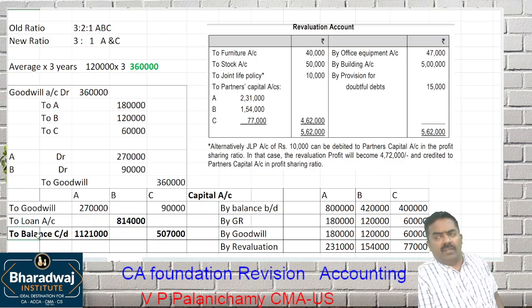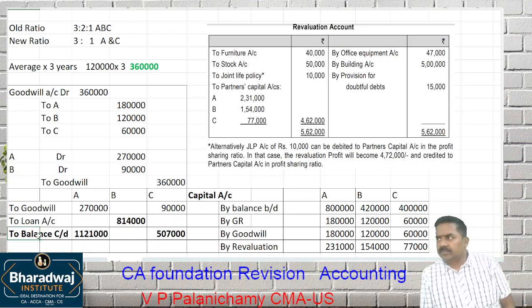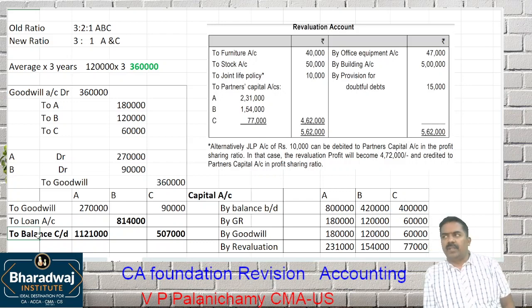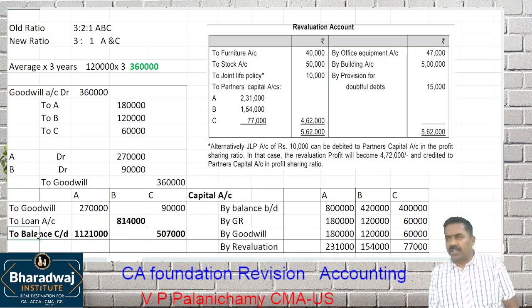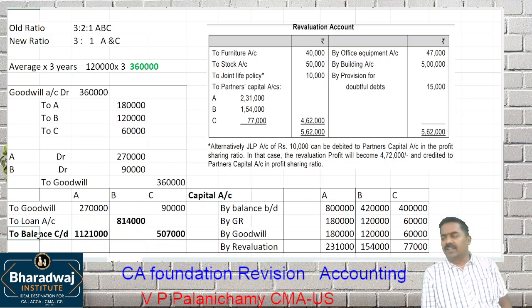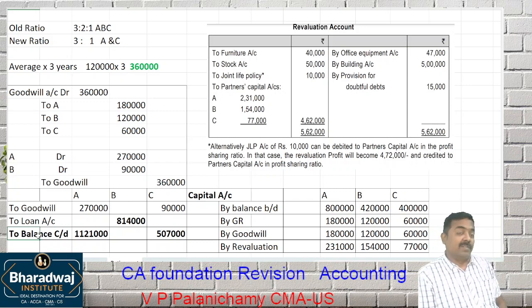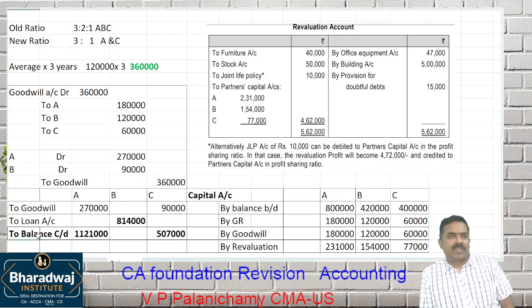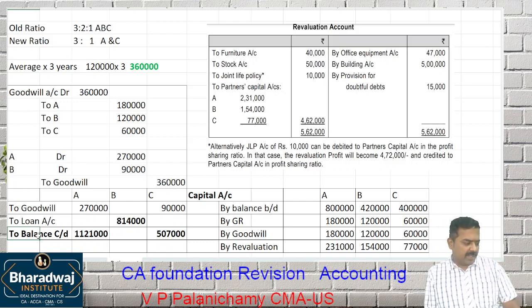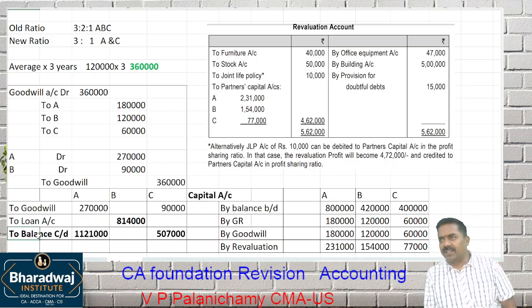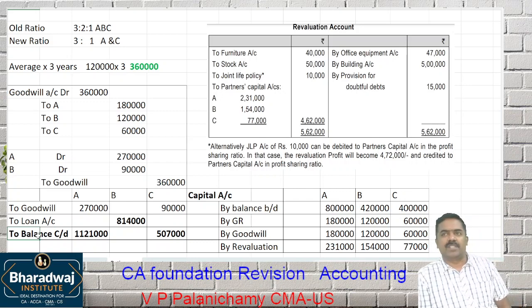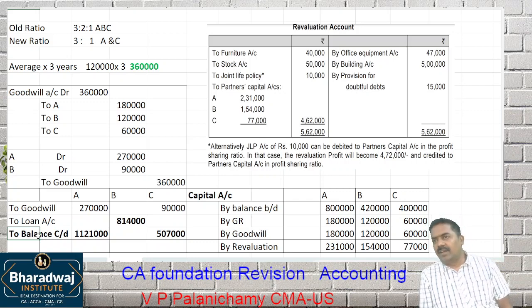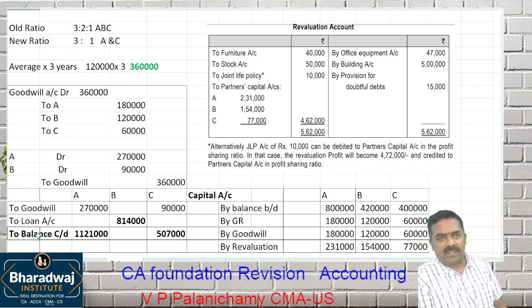I hope this time they will ask retirement of a partner. Because in June 2023, they asked death of a partner. This time, in short, they will not repeat death of a partner. Retirement of a partner was tested in May 2022. November 2022, admission was tested. June, death was tested. So this time, you will get a question based on which one? Admission or retirement of a partner.